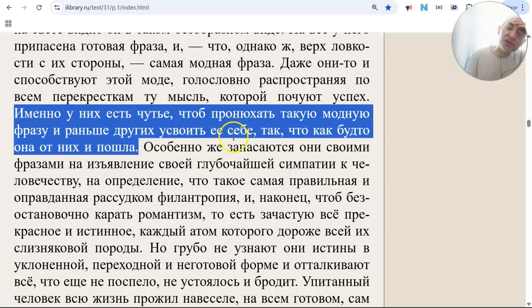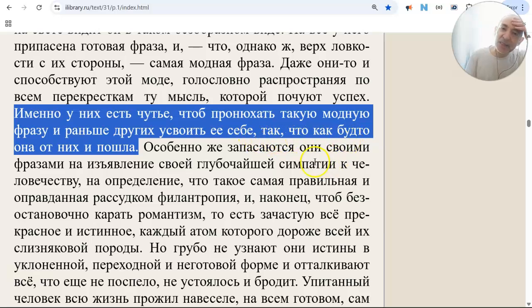И раньше других усвоить ее себе. Раньше других means before others. Раньше means before. Других comes from другие, which is others. And before others, усвоить ее себе. Усвоить means absorb or adopt. So, усвоить ее себе, you can underline this whole expression, to adopt it for themselves.